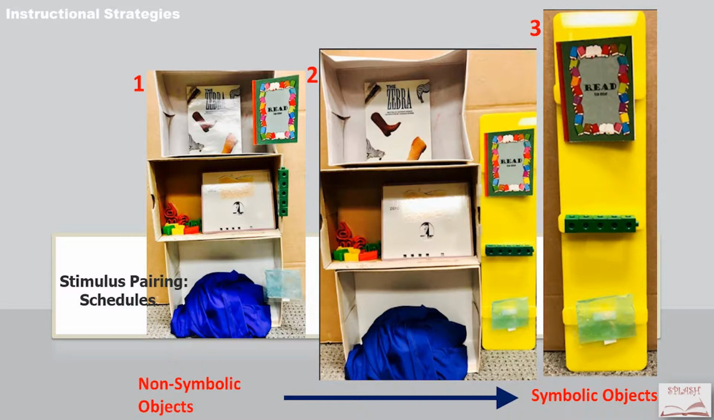In the second picture, 2 schedules are paired next to each other. On the left is the pre-symbolic object schedule, and on the right, a symbolic object schedule. The third picture shows a symbolic object schedule. The pre-symbolic schedule is faded over time and replaced with the smaller, more portable symbolic object schedule.